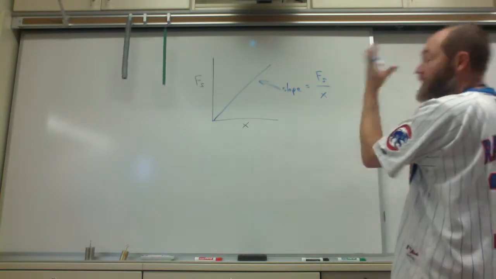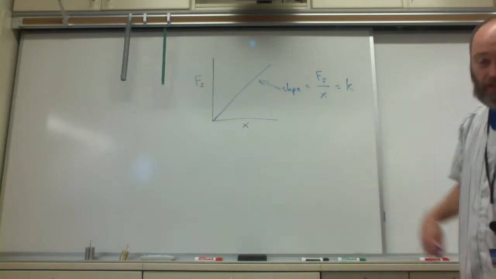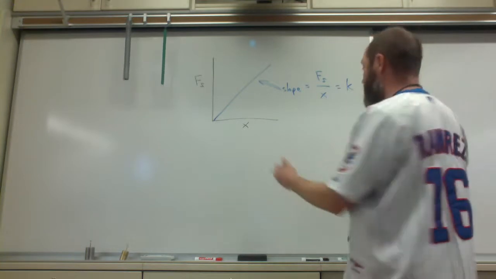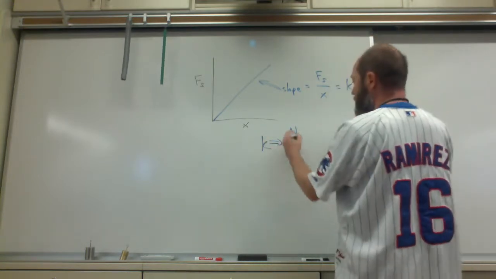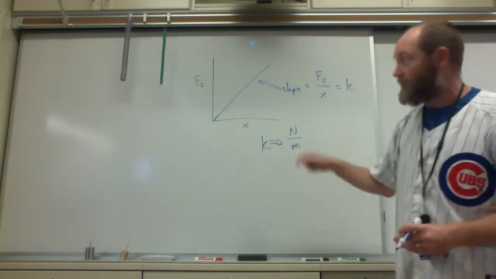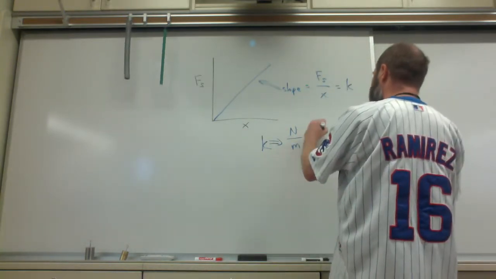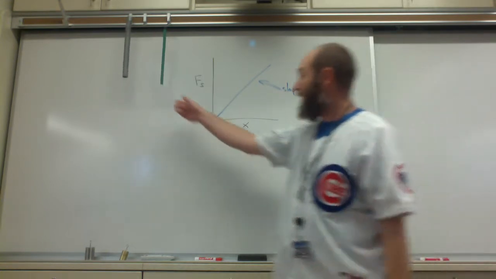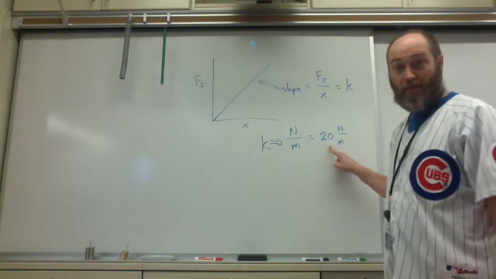And this has physical meaning: the spring constant. The spring constant means something. If you look at the units, it should make sense. The units for spring constant are newtons per meter. So literally, let's say I had a spring constant of 20 newtons per meter. That would mean if I stretched the spring 1 meter, it would exert a force of 20 newtons.